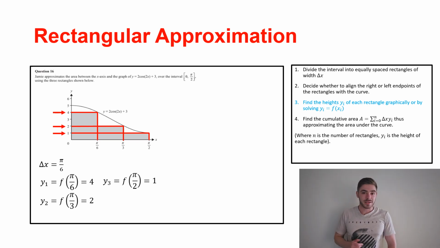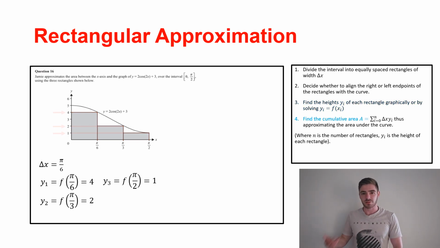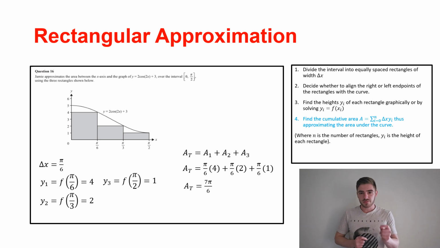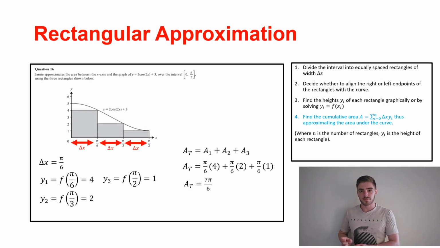Now that we know the height of each rectangle, we have all the information we need to calculate the total area. We just need to find the area of each individual rectangle and then add them all together. Remember, the width of each rectangle is still pi on 6. Even though all the x-coordinates increase over time, we're only interested in the gap between each rectangle.